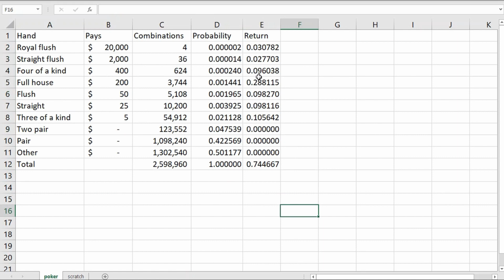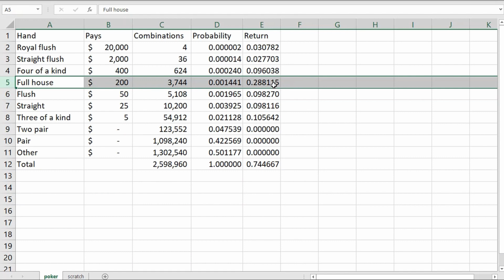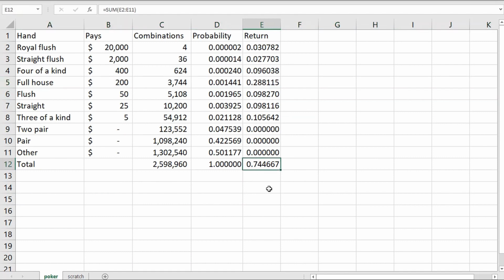Okay, so by the way, this bonus bet and let it ride pays on a 4-1 basis, meaning that you bet a buck, and if you get a 3 of a kind or better, then this pays column shows what you get back. But even if you win, you do not get to keep your original bet. So this return column shows what you can get back in terms of every single hand, and you can see that the biggest share comes from the full house at 28.8%. But this bottom cell here, E12, is the important one. This shows that the player can expect to get back 74.5% of the money that he bets on this side bet, or about 74.5 cents.